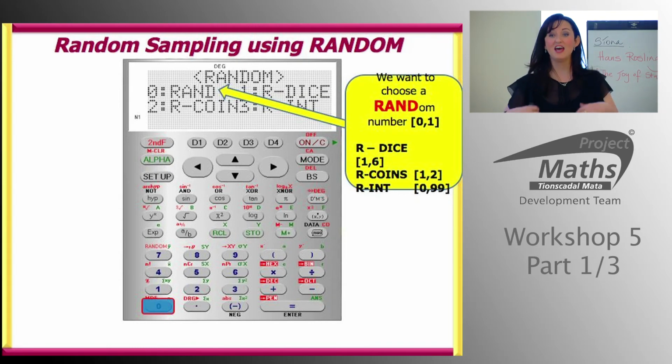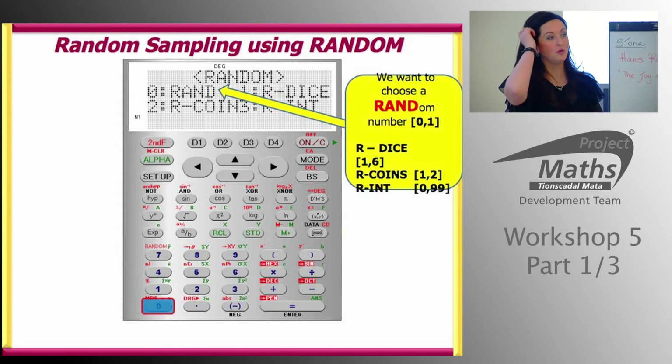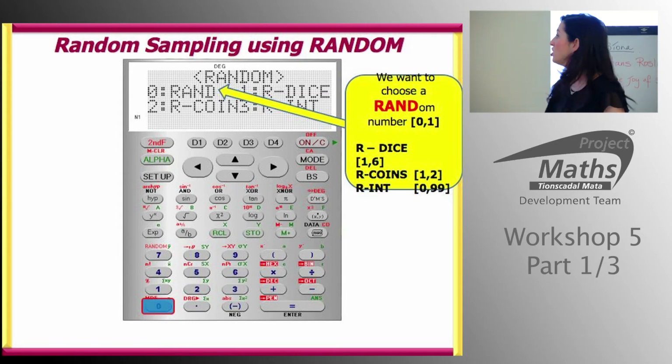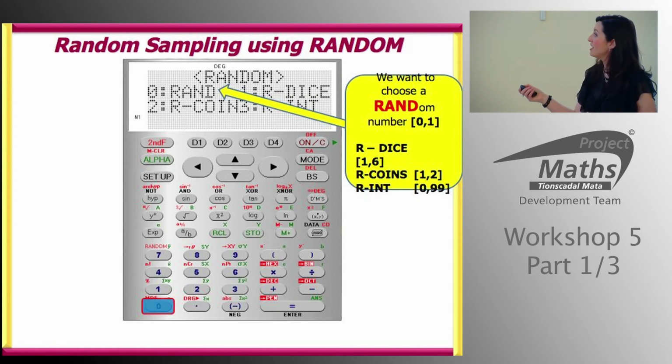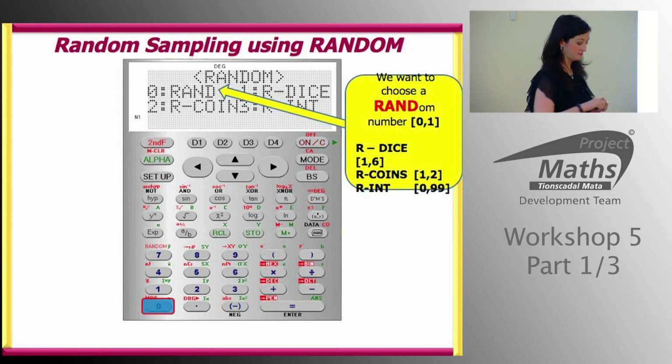Okay, you can't tell the calculator what set you want to take it from. So because of that, what we do is we use this one here instead, the 0, the random integer. And I'll just show you how that works.